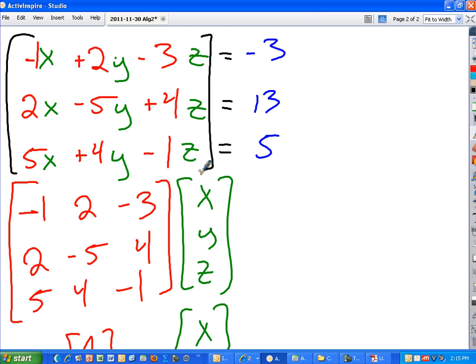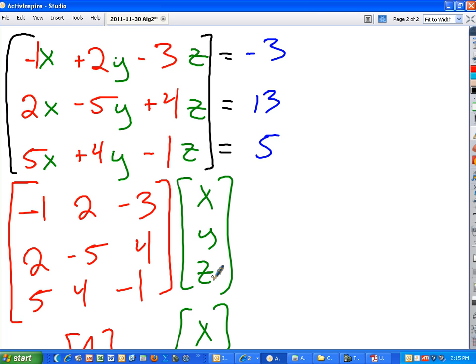If we were to turn that into a single matrix, now what happens if we multiply this coefficient matrix times this variable matrix? Remember how we do that. We superimpose the rows of the first matrix with the columns of the second one, right? So if we multiply the first part of the first row times the first part of the first column, I'm going to get negative 1x plus 2y plus negative 3z. Well, hey, that's that first row, isn't it?